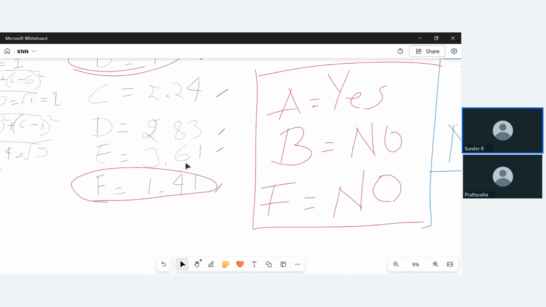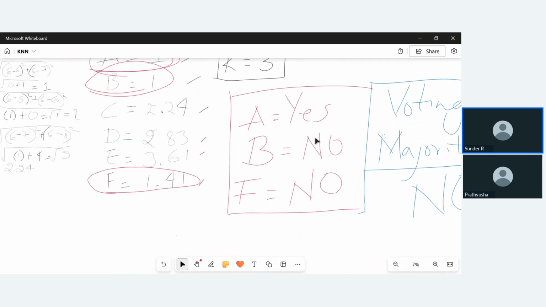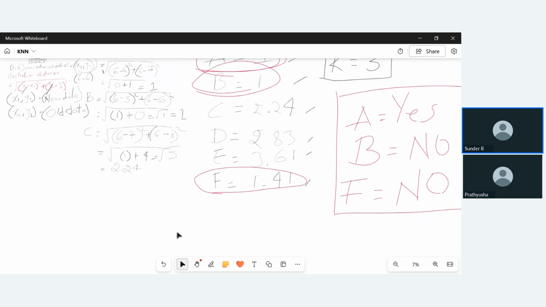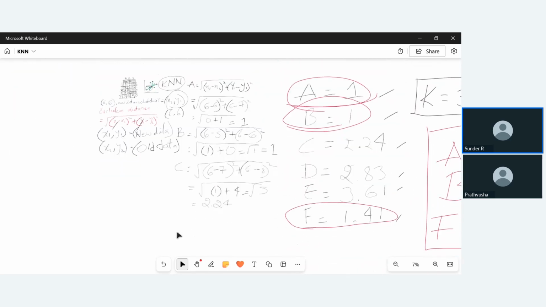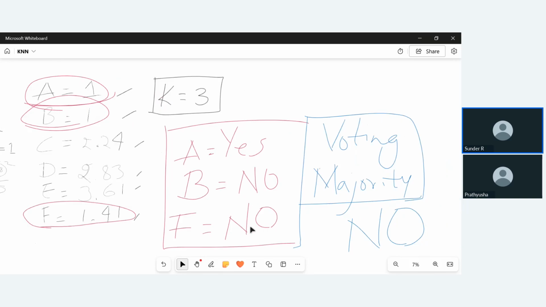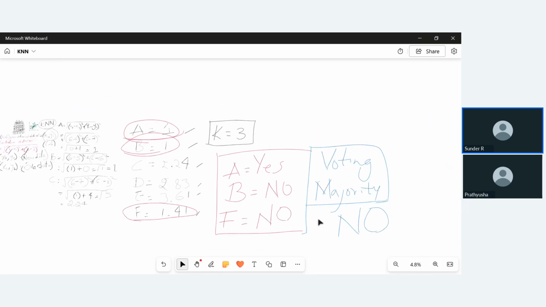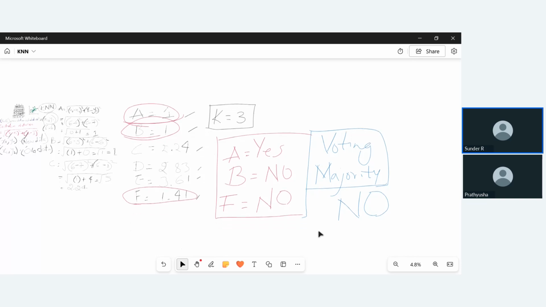So among these three, what is the majority? We have no, right? So hence, with the given data point 6 comma 6, we can assign it to this no class itself. That is, with the coordinates 6 comma 6, we get to know that he won't be going to the gym. Is it clear? So this is with respect to classification.